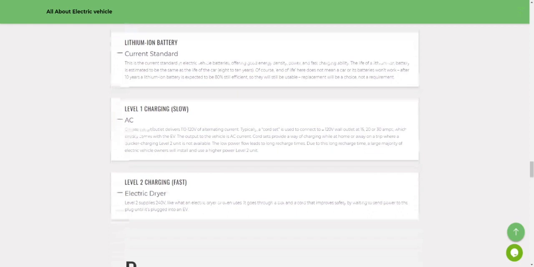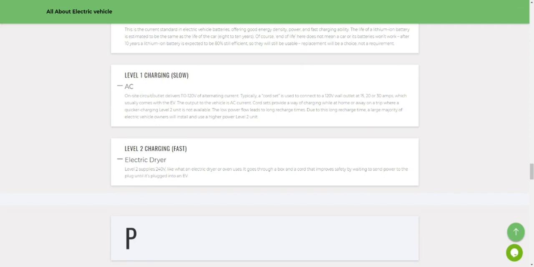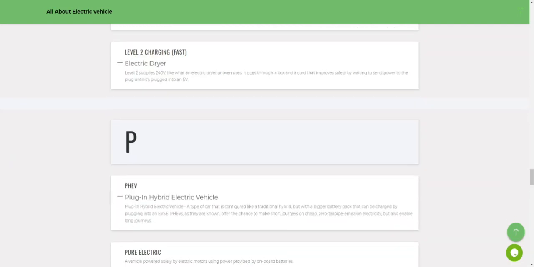Then there's also level 1, level 2, and level 3 charging. I have explained the concept of level 1, level 2, and level 3 charging in my previous video. You can check it out. Then there's ludicrous mode. Okay, it is a setting on high end Tesla models that allows drivers to accelerate very quickly.